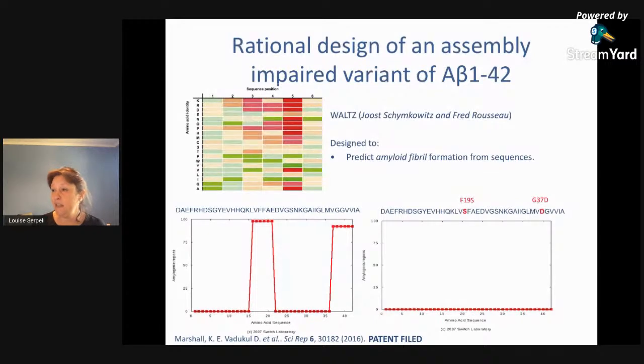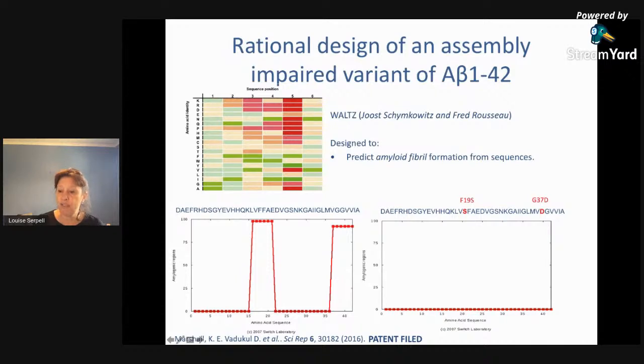So we decided to rationally design an amyloid-beta variant that cannot assemble. So let me just take you through this slide a little bit slowly. This is an algorithm that was written by Joost Schymkowitz and Frederic Rousseau, and it's called WALTZ, and it's actually available online. I can provide the link if anybody would like to use it. So essentially what you do is you put in your sequence, and it will run through that sequence with 6-residue windows, and it will predict how likely it is to form an amyloid fibril. And so what is shown here in this table is when it's red, it's unlikely to form amyloid, and when it's green, it is likely to. So you can basically get a score for a structure, and you can get an output for amyloid-beta that's shown in this graph here.